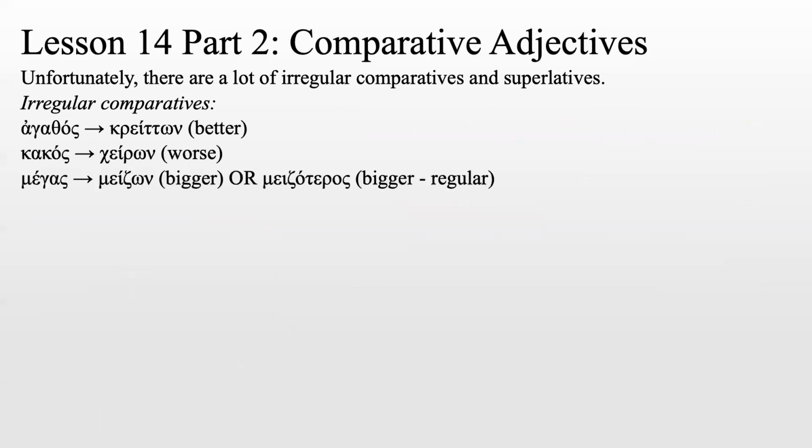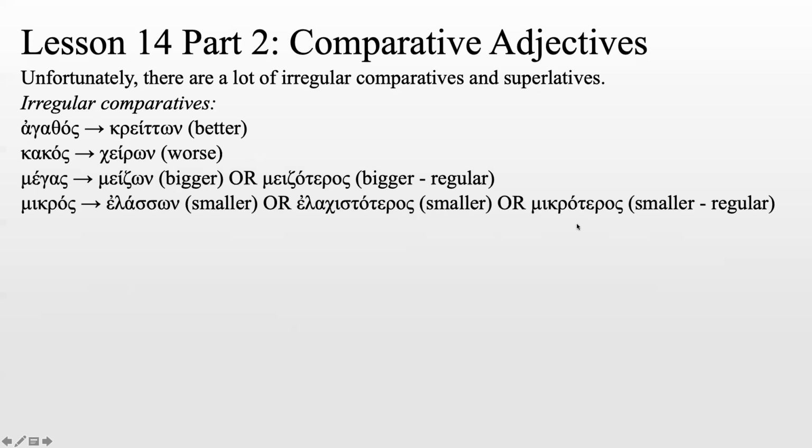Megas can show up in one of two different ways. It can become maidzone, which means bigger, or meidzateros, which also means bigger, which is mostly regular, except that it's got this iota zeta going on here instead of the gamma, but it's going to function like a regular one, which will be important in the next part of the lesson here.